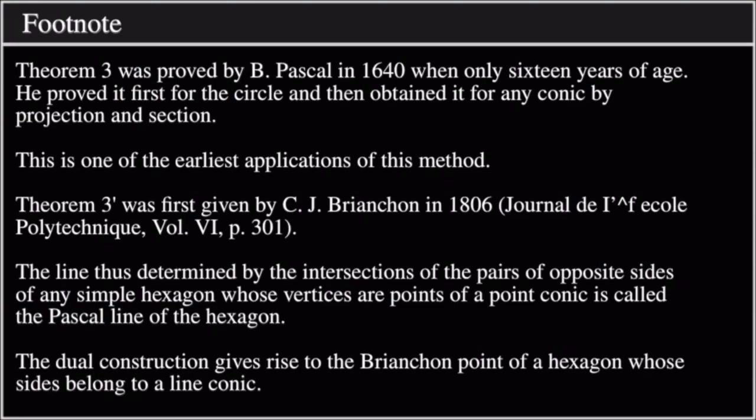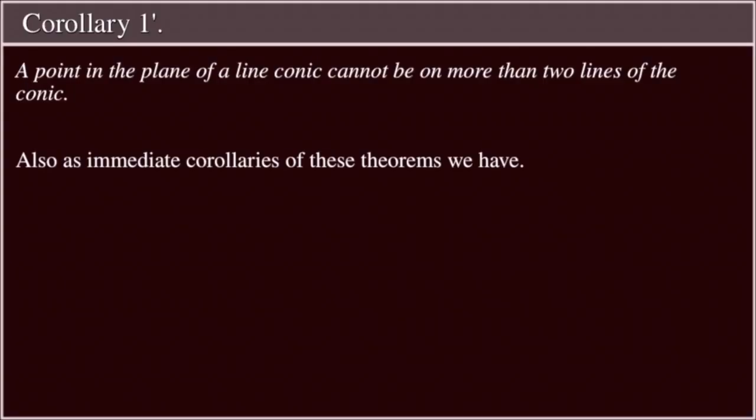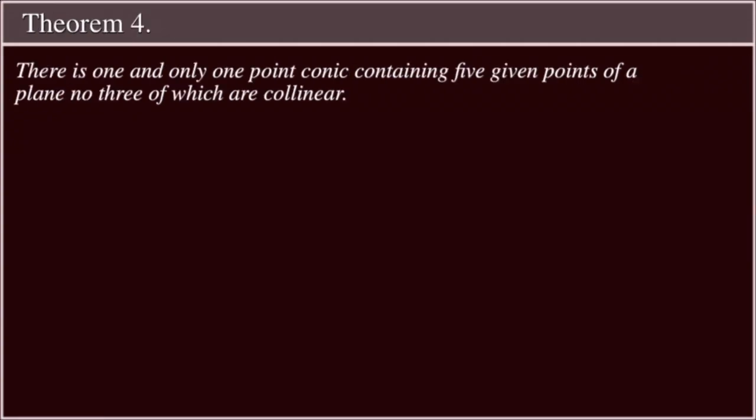Footnote. The line thus determined by the intersections of pairs of opposite sides of any simple hexagon whose vertices are points of a point conic is called the Pascal line of the hexagon. The dual construction gives rise to Brianchon's point of a hexagon whose sides belong to a line conic. Corollary 1'. A point in the plane of a line conic cannot be on more than 2 lines of the conic. Also, as immediate corollaries of these theorems, we have Theorem 4.